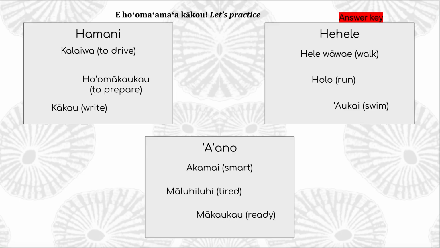Oya pehea, how did you do? So we have hamani, kalaiva, maho'omakoko, and kako. Then in our hehele box, we have helevavai, holo, and okai. And then our ano words here, akamai, maluhiluhi, and makoko.